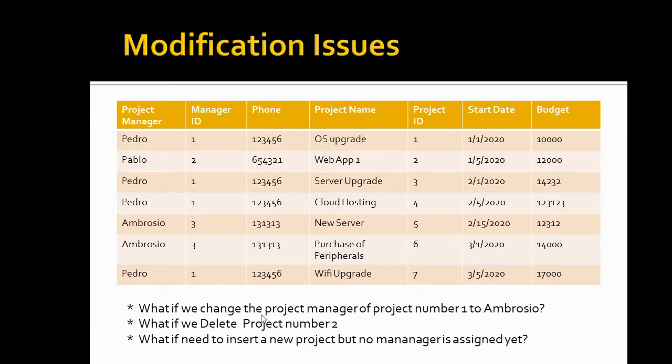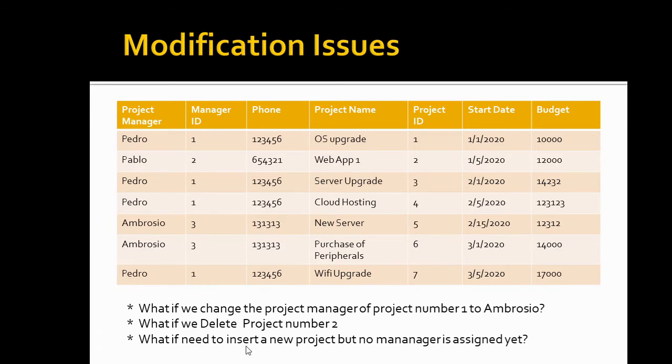What if we delete project number 2? If we delete this project, the record of Pablo will also be deleted, because he has only one project. That will remove Pablo, a manager, from the list.